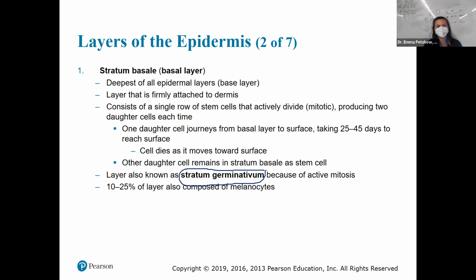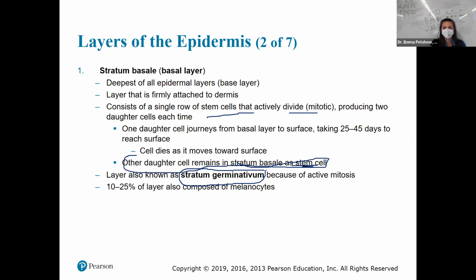Perfect, thank you. So our stratum basale, or basal layer, can also be called the germinativum. And that's because it has active mitosis that occurs. So your basal layer, think about the layer that causes that cellular division. It's going to be the deep layer. It attaches to the dermis. It's going to consist of a single row of our stem cells that divide. So this is the mitotic layer. It's going to produce 2 daughter cells every time. Those daughter cells move to the top, die off as they reach the surface. But 1 daughter cell of each mitotic division will stay in the stratum basale as a stem cell.